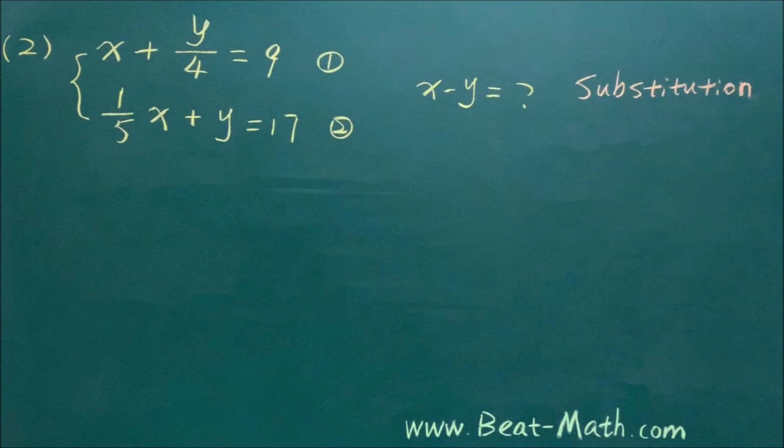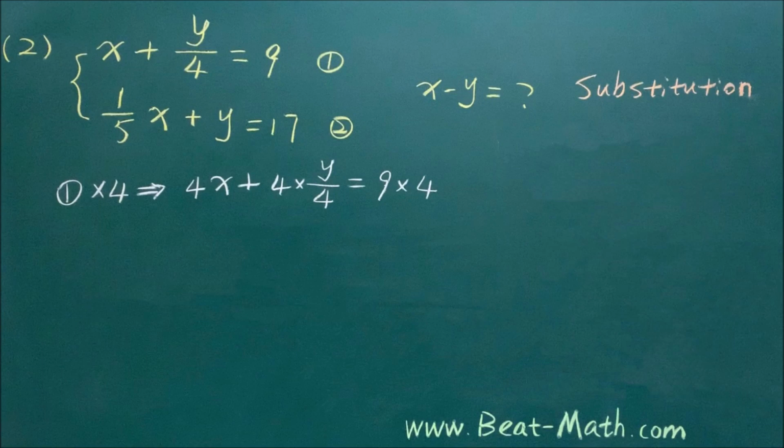Consider what to do next. For equation 1, the denominator is 4, so multiply both sides by 4. 4 times x is 4x. y divided by 4 times 4 is y. 9 times 4 is 36. We call this new one equation 3.